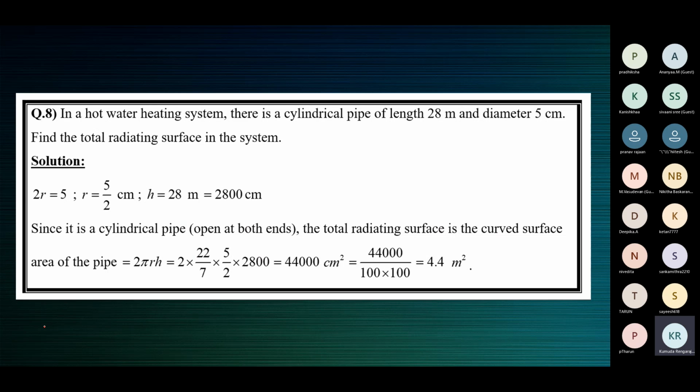Okay, students, work it fast. The height is in meters while the diameter is in centimeters. So we have converted 28 meters to centimeters. Both the values, radius and height, must be in the same unit, either both in meters or both in centimeters.